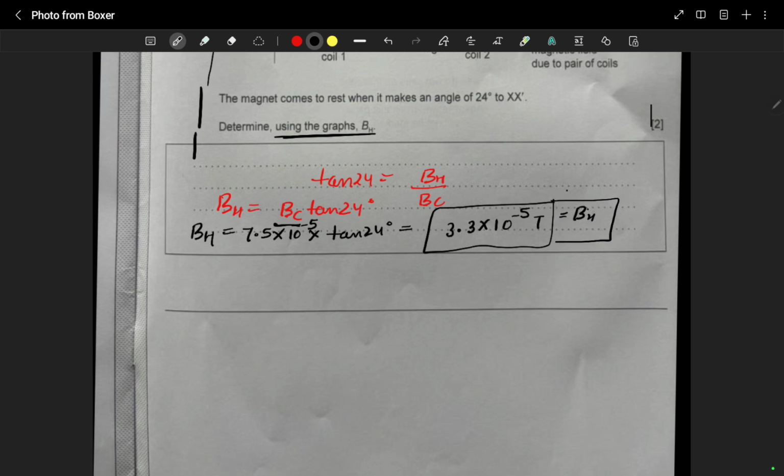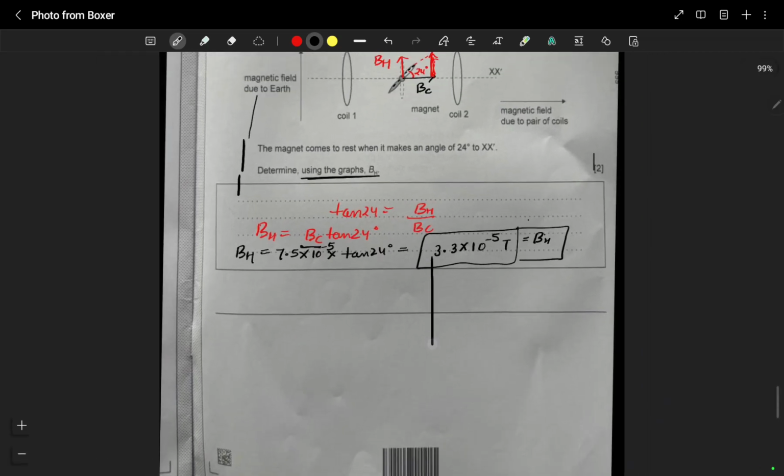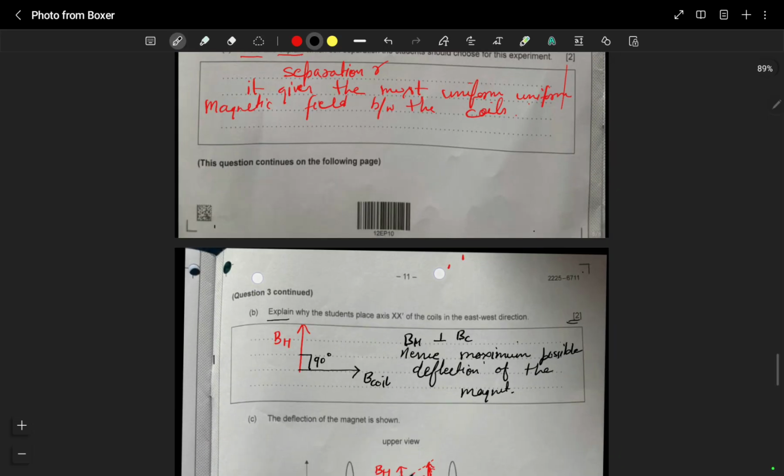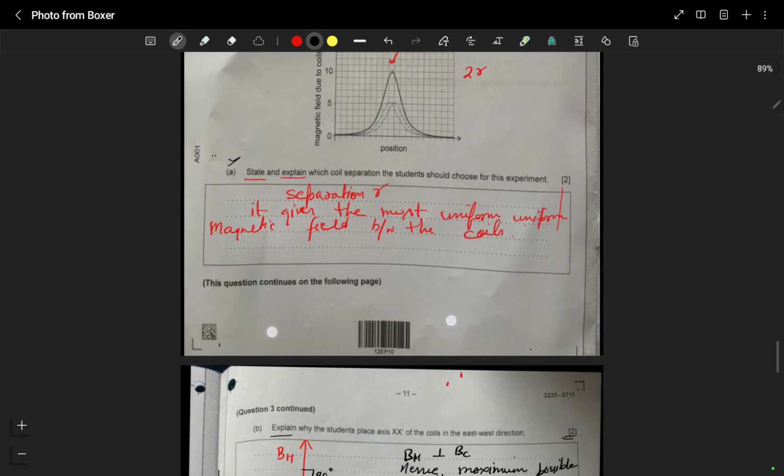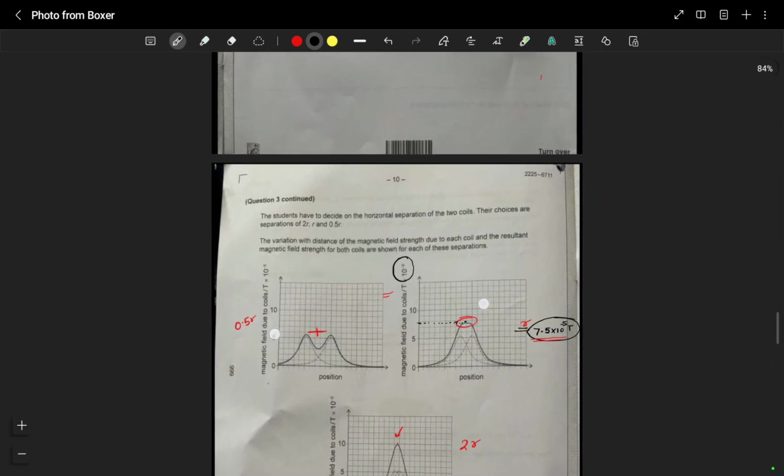And with that, we are done with this question paper. That was the last question. So if you have done so, you would have got 2 plus 2 plus 2, 6 marks.